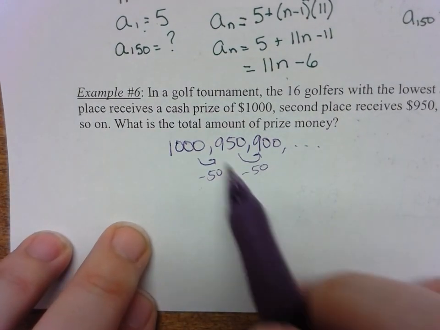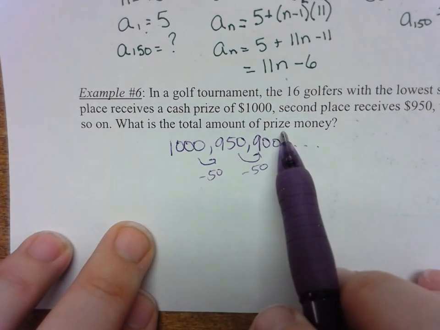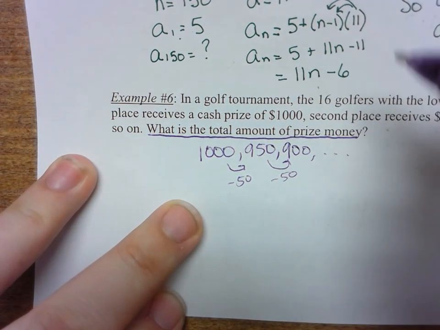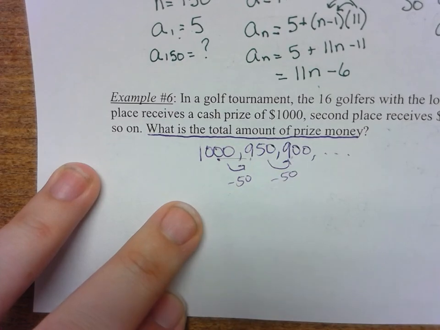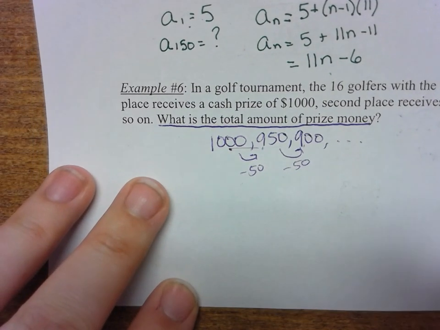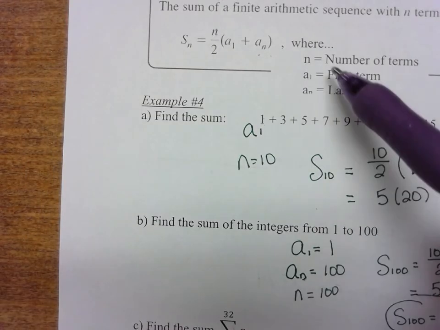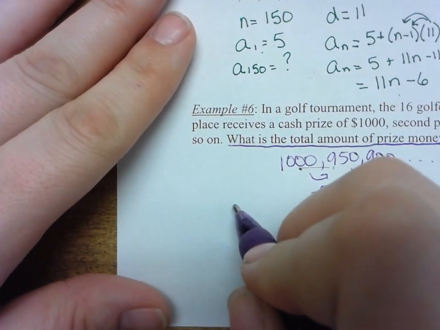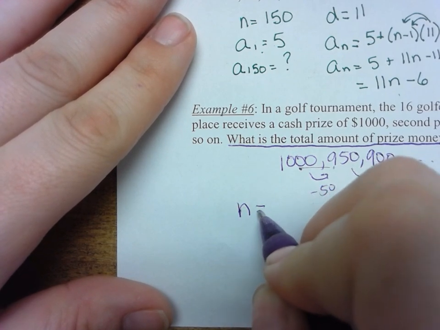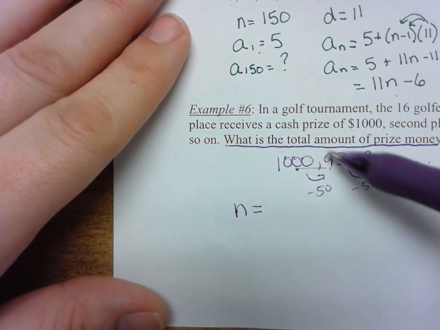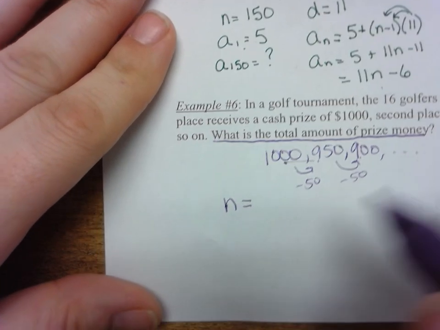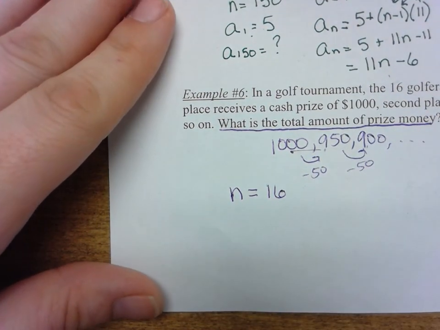To find what is the total amount of prize money, this is what we're actually trying to answer. So what they're wanting us to do is to add all of these together. Well, that means we need to find a sum. So we're going to need n, a sub 1, and a sub n. So let's see, n, the number of terms. How many terms are we going to have in here? Well, we're going to have one per golfer. So there's going to be 16 terms.